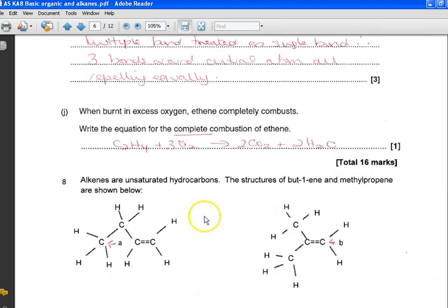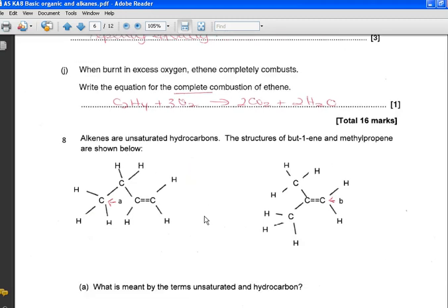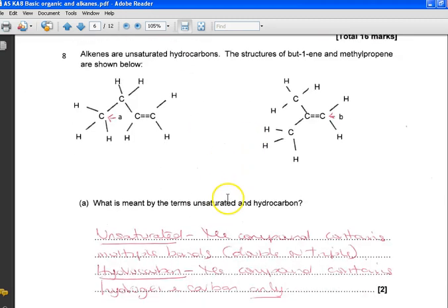Okay, complete combustion, pretty straightforward. That shouldn't cause any problems. And I think there might have been a bit of confusion here with this one. This bond angle, they're talking about this bond angle between the carbons and the hydrogens here. And this one, they're talking about this bond angle.